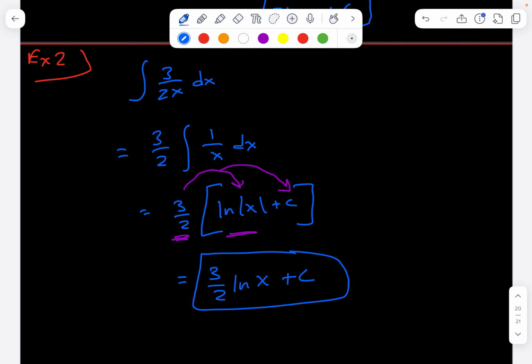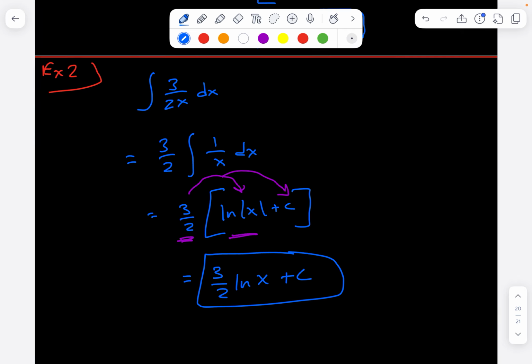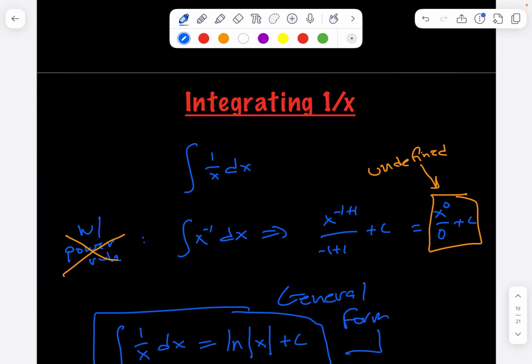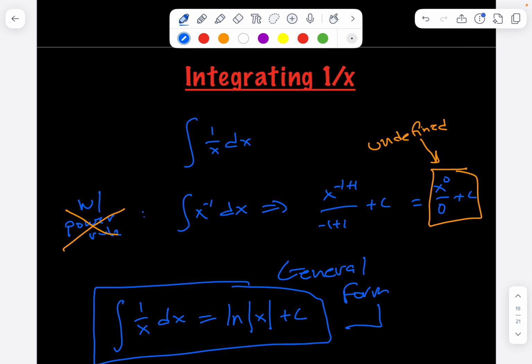So whenever you see 1 over x, think natural log. Don't try to use the power rule, and this pattern becomes more useful later on when you start doing u substitution. And I already have a video for that made, so go ahead and check that out as well. But this is how you solve integration of 1 over x.